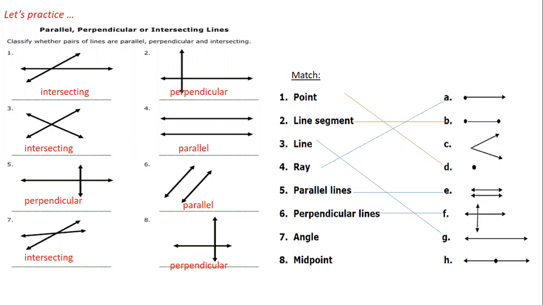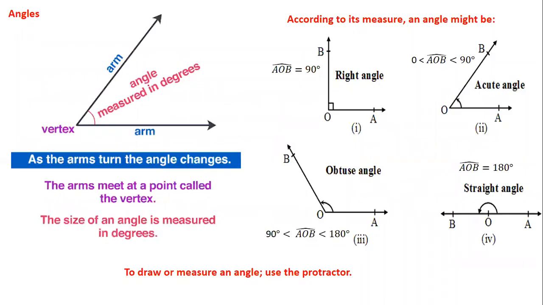Hi, Maya. Can you tell me which one is the angle? It's the C. Yes, and when we talk about the midpoint, can you tell me what we mean by the midpoint, Maya? It's the point in the middle of the line. Which one is the midpoint? H. Thank you, Maya. Yes, so these are a practice about what I talked about now.